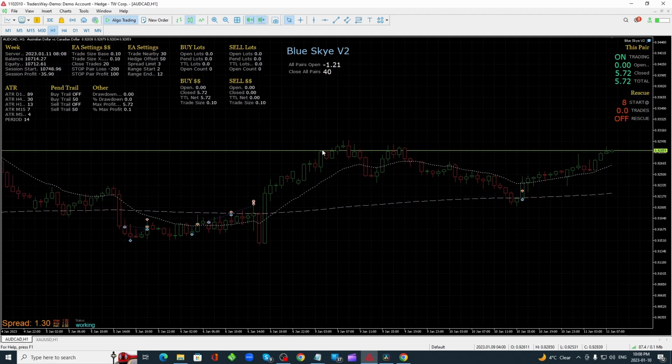So just a reminder, if all pairs open can get to $40, then it will shut everything down and the EAs will continue to run, but we will just be closing all the trades and deleting all the pending orders, taking our profit and then letting the EA go at it again on the good pairs that we're doing well on. So thank you for watching, and I will have an update in the next day or so.